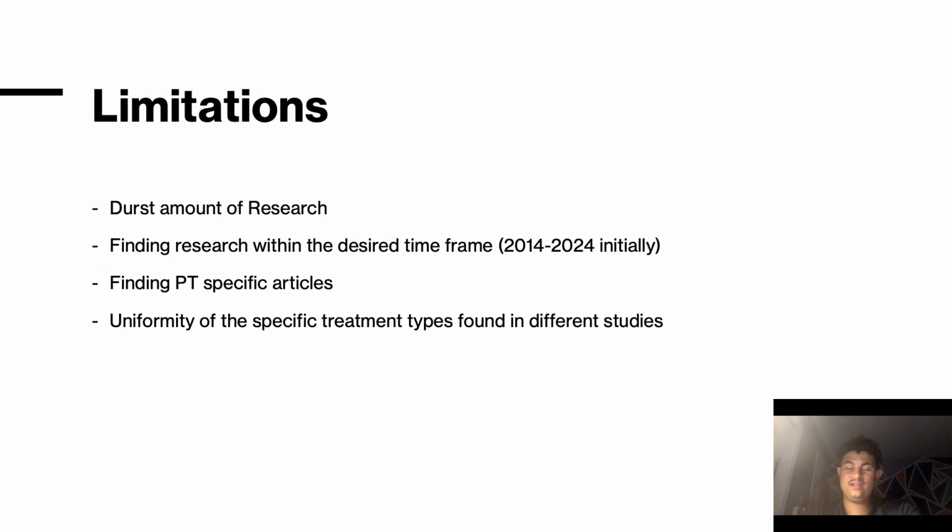And then finally, there wasn't a lot of uniformity when it came to the specific treatment types found in a lot of the different studies. Like for the surgical treatment types, when they talked about steroid injections, they talked about different types of steroids across different studies, but there wasn't one common one used. And then for the stretching techniques and the KT tape techniques, a lot of those varied, and there wasn't a uniform way to treat thoracic outlet syndrome.